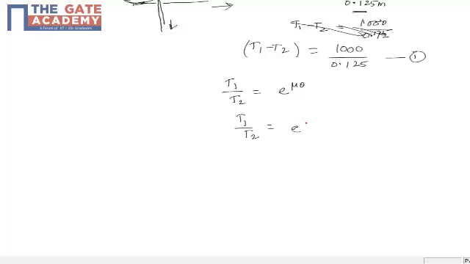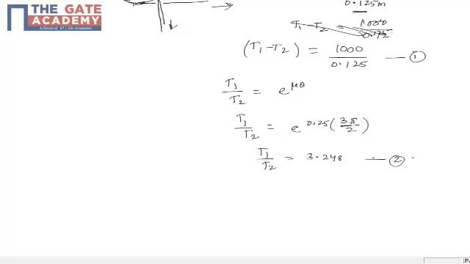If the friction coefficient is given as 0.25, and theta is the angle of overlap in radians, it is 270 degrees. So in radians it is 3 pi by 2. So T1 by T2 is e power mu theta. We need to get the maximum tension. If we calculate, it comes out to 3.248. So this is equation number 2.